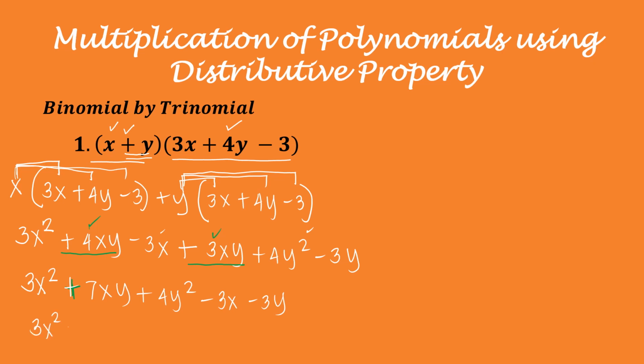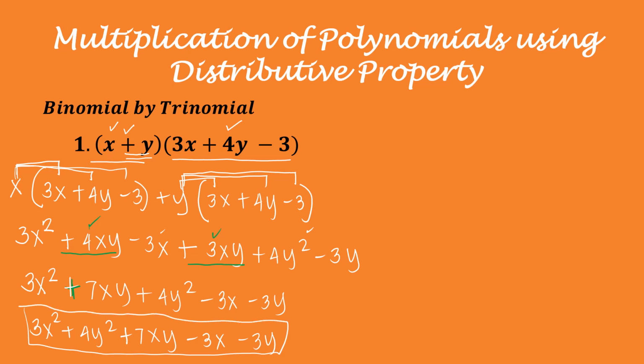3x squared plus 4y squared, not minus but plus 7xy minus 3x minus 3y. And thus, this is already the final answer for that example. And let us have another example.